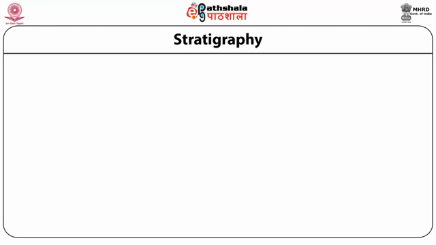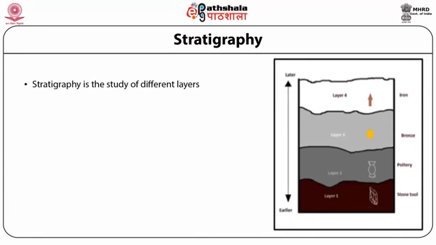Stratigraphy. Stratigraphy is the most well-known and widely used method to establish the relative sequence of evidence. This method is based on geology. Stratigraphy is the study of different layers. One stratum is differentiated from another in terms of composition, color and content. These strata are studied to get the chronocultural sequence of different phenomena.